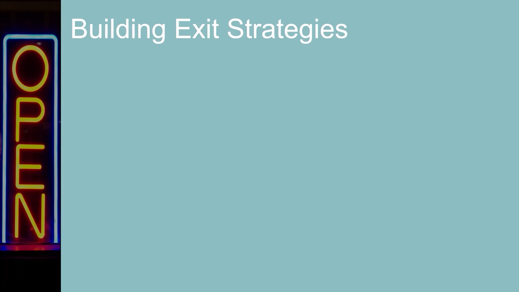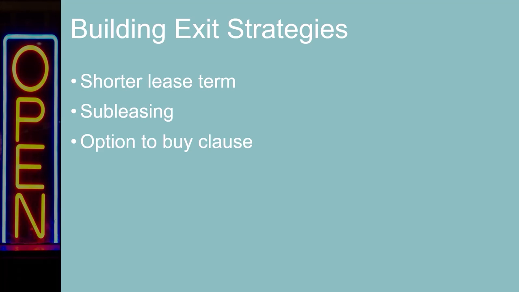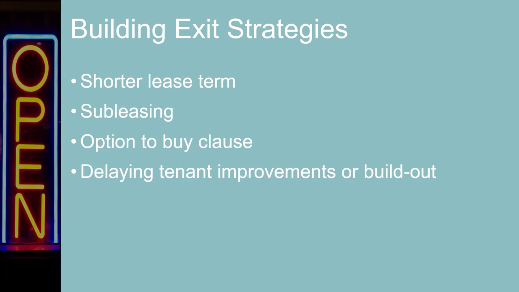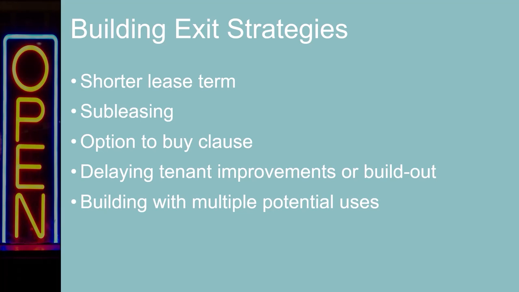Exit planning for staff is very different for each company. There are some common options for exit planning for discontinuing operations for a building. Here are some options you may want to consider. Looking for a shorter term lease, making sure your lease allows for subleasing, leasing with an option to buy clause, delaying some tenant improvements or build out of owned space until you are more certain of the site's potential, buying or leasing a building that has multiple potential uses, buying interest rate derivatives. Commercial real estate tends to lose value or not appreciate as quickly when interest rates rise, so a derivative may hedge the loss of value.